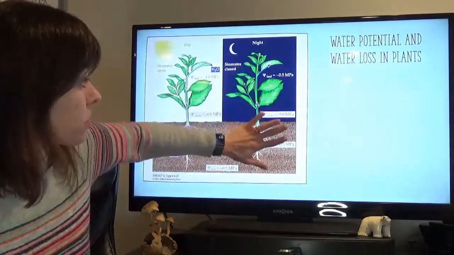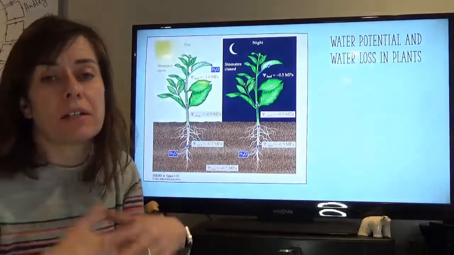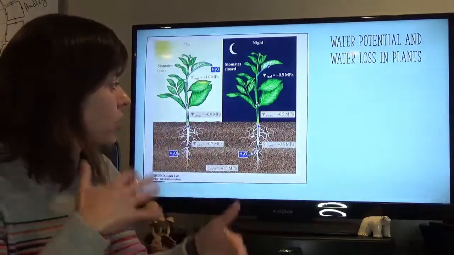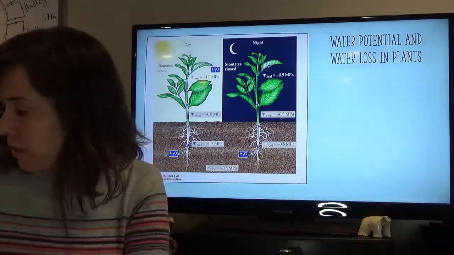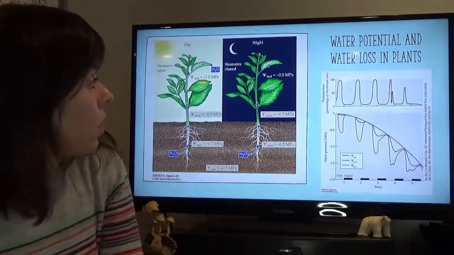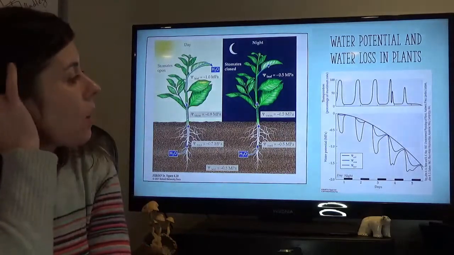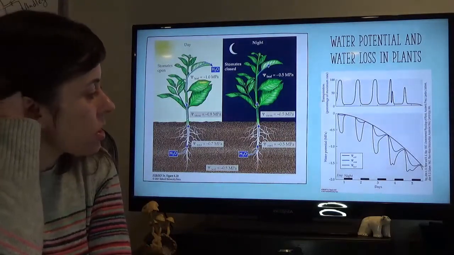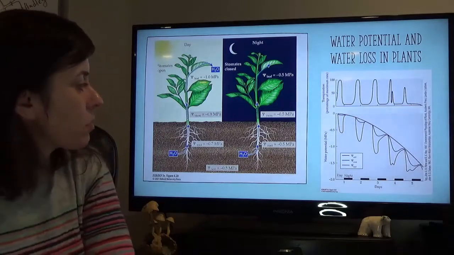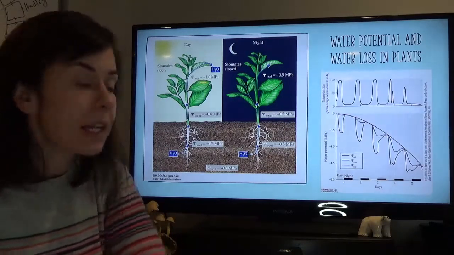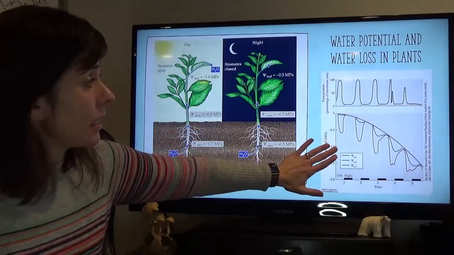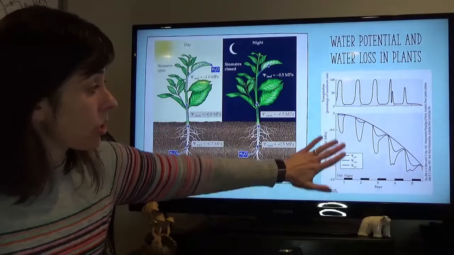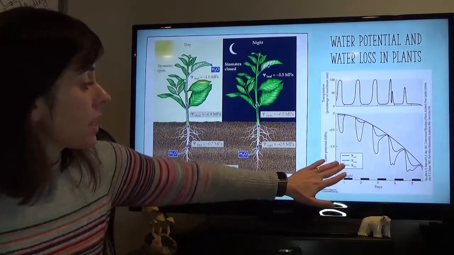Because the stomates are closed, the plant refills, and the water potential of the tissue in any part of the plant is equivalent to the water potential of the soil. Okay, and so we can look at how water potential changes through the day and in response to soil drying. If we measure water potential in the plant, the soil, and the roots.